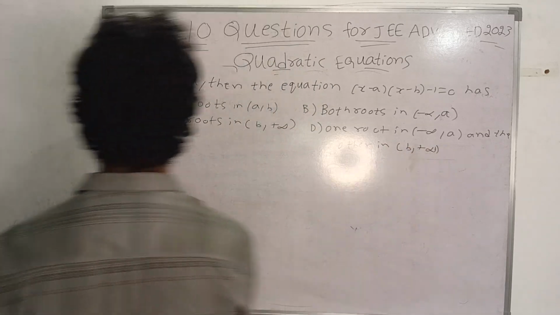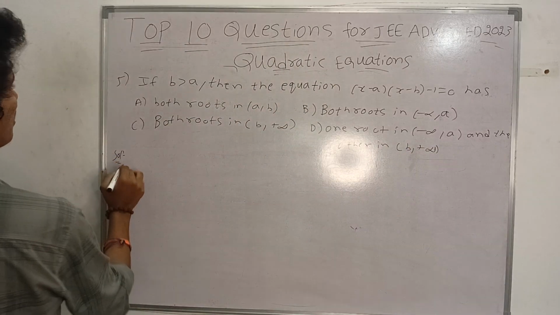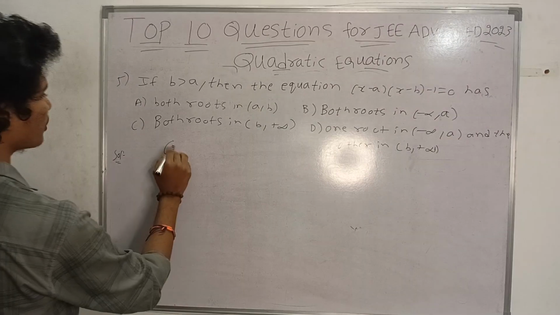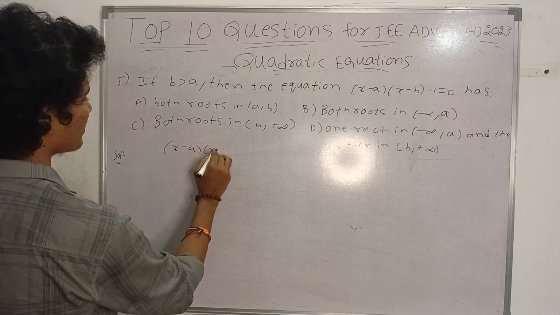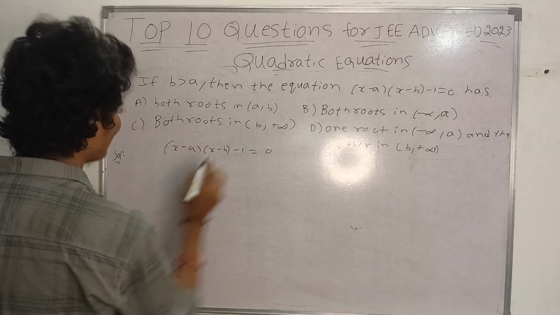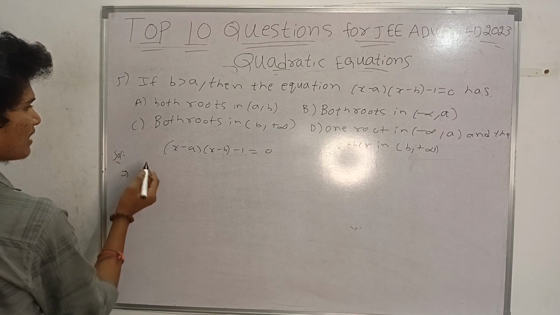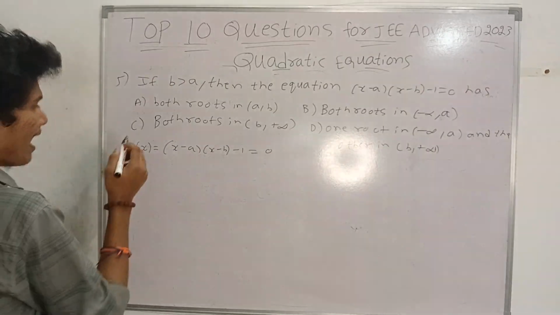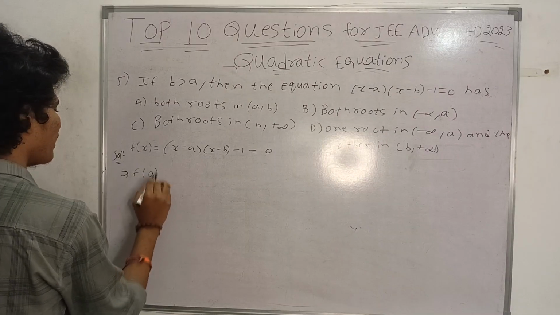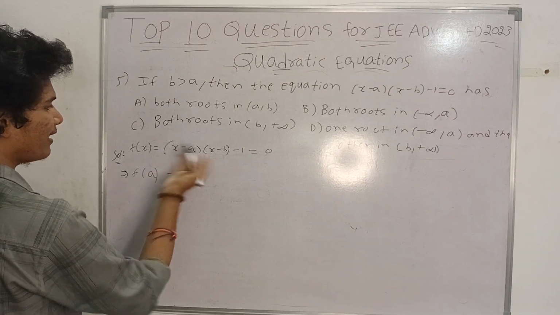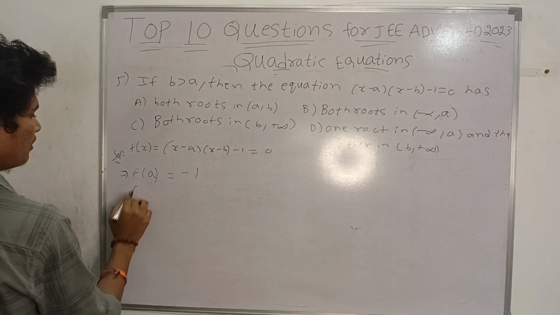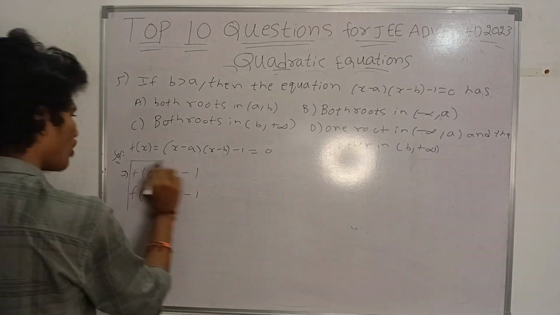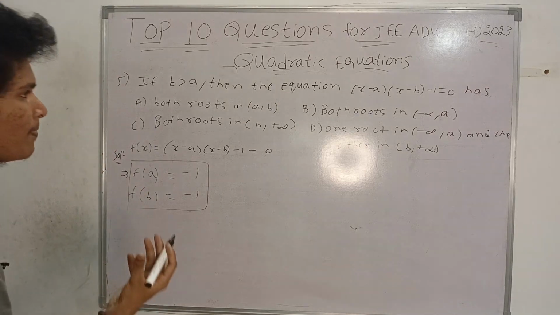This question is very important to understand how the quadratic equation behaves. If B is greater than A, then the equation given is (x minus A)(x minus B) minus 1 equals 0. Suppose I consider this as f of x, a polynomial, and I want to know the value of f of A. Simply this term is 0 and I got minus 1. And f of B is also simply minus 1. So these values are the same, that is negative.